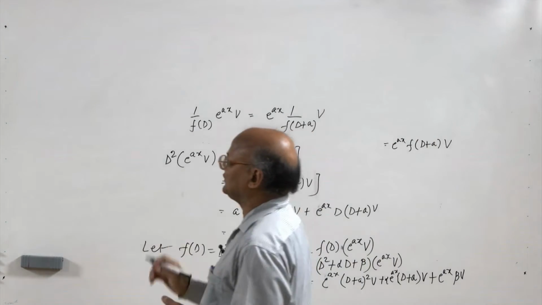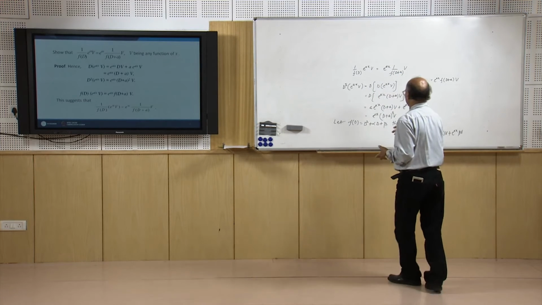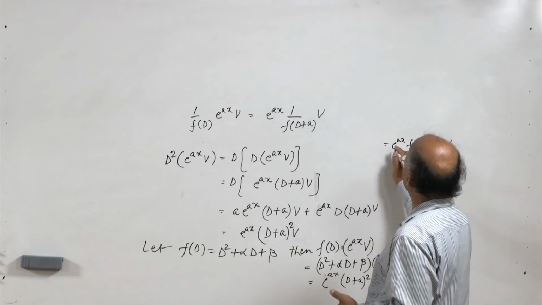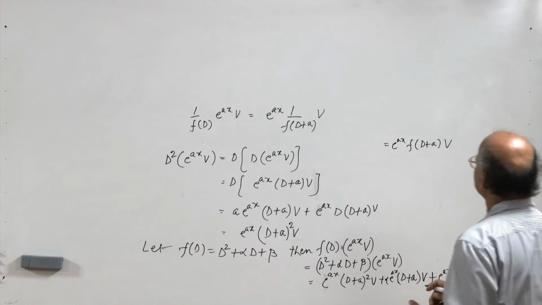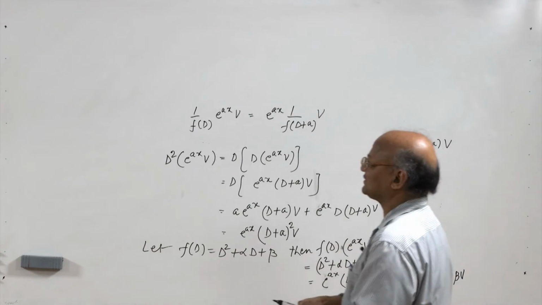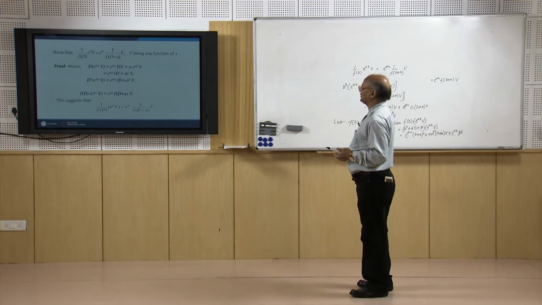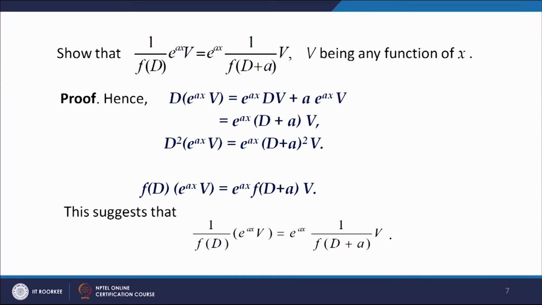So this is what we get. Thus ultimately we get f(D) operating on e to the power ax into b is equal to e to the power ax f(D plus a) into b. This suggests the formula: 1 over f(D) operating on e to the power ax into b equals e to the power ax times 1 over f(D plus a) into b. Now, let us see how we get this.